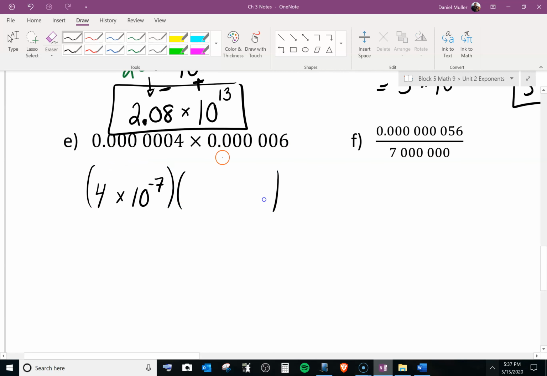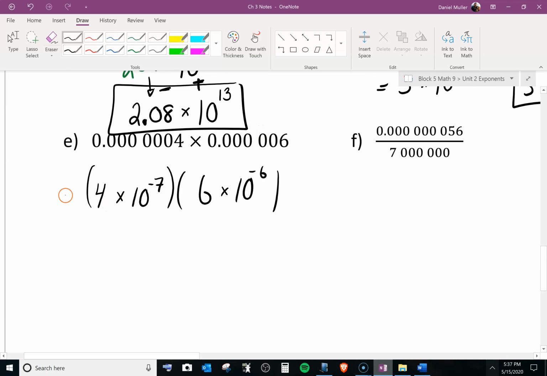This needs to become a whole number. So 1, 2, 3, 4, 5, 6. So it's 6 times 10 to the 6. Now, I went from this really, really tiny number, 0.000006, and made it bigger. So I need to balance it by making this side smaller. And therefore, this would need to become a negative.